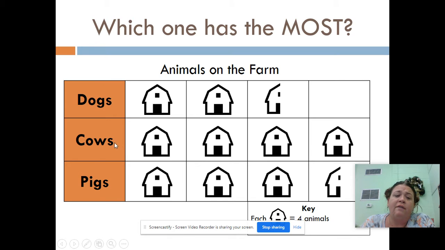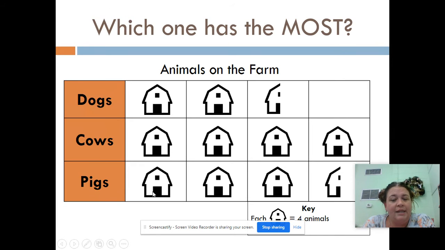So let's go ahead and try and figure out how many total cows we have. Well, my key says that for every barn, there are 4 animals. So I have 4 cows, 4 cows, 4 cows, and 4 cows. So let's count by fours. 4, 8, 12, 16. So I have 16 total cows, and that's a bunch.